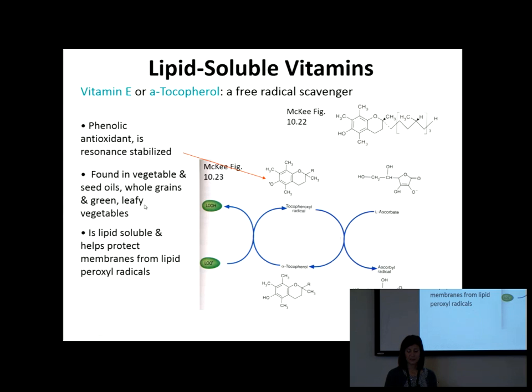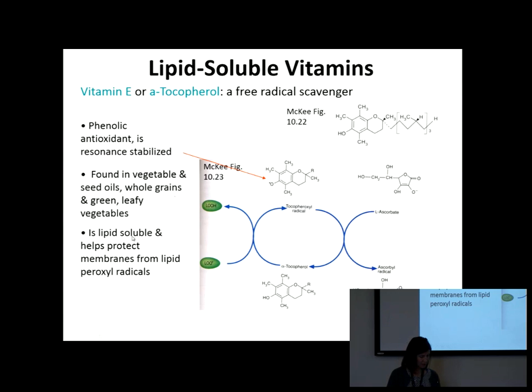And this is where you're going to eat your green leafy vegetables. Other than spinach, what else is a green leafy vegetable? Kale? Ooh. I don't like kale. Seed oils, I guess it can be found in whole grains. So everything that we're supposed to eat is right here. So then you can get your vitamin E. Very cool.